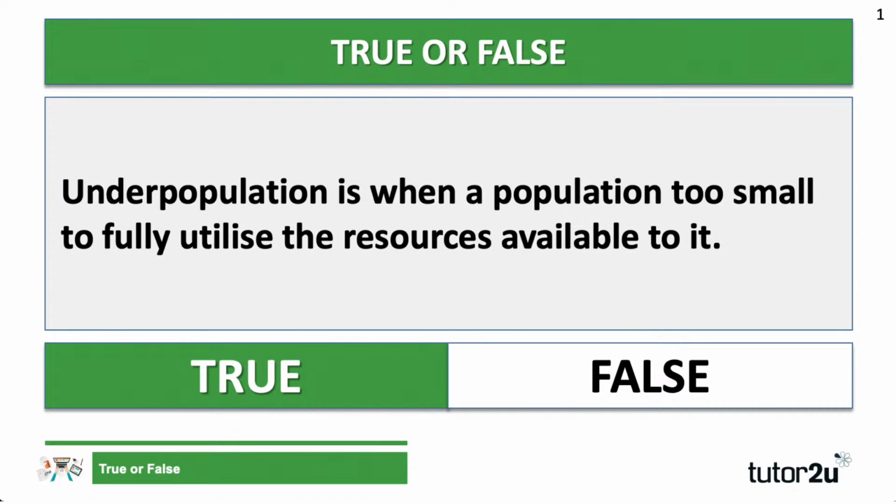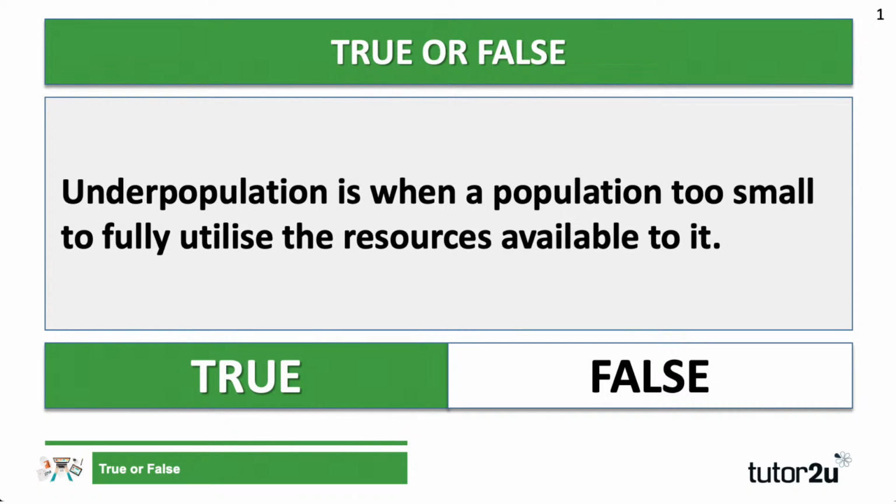So here are some true or false questions for you. Here's a statement. You have to decide whether it's true or false. The statement is, underpopulation is when a population is too small to fully utilize the resources available to it. Is that true or false? You can just type T or F. See if anybody's getting the correct answers there.